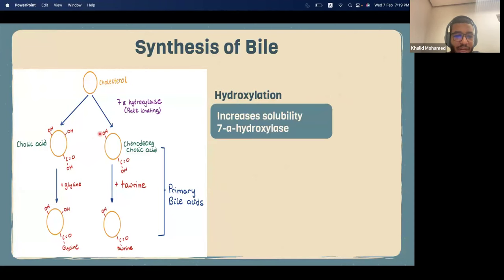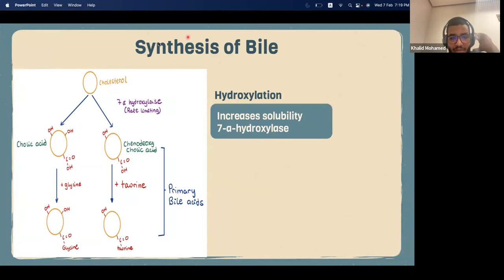Okay, simply we're adding hydroxyl groups. That's where the name comes from. And we're also adding carboxyl groups. And this increases the solubility of cholesterol, because we know that cholesterol is non-soluble and we need it to be soluble. We need the bile salts to be soluble in order for them to be able to do the functions that we mentioned at the beginning of the lecture.